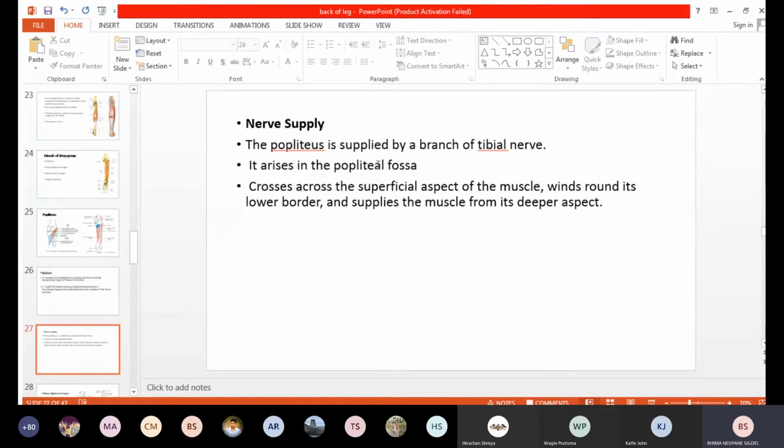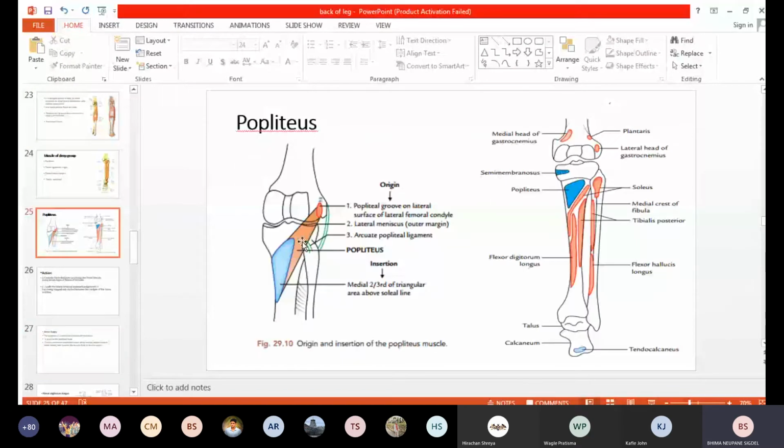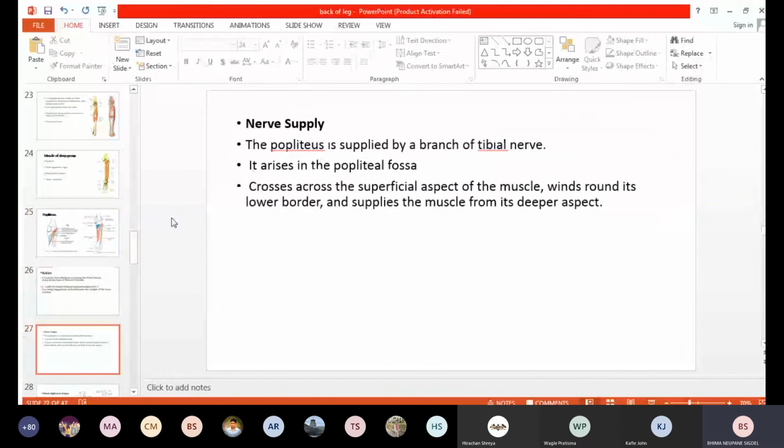The branches come from the popliteal fossa and cross the superficial aspect of the muscle. Now you can see this, right? It winds down around the lower border. This is the upper border of the popliteus and this is the lower border of the popliteus. So at the lower border it winds around and supplies the muscle from the upper aspect, that is by the tibial nerve.